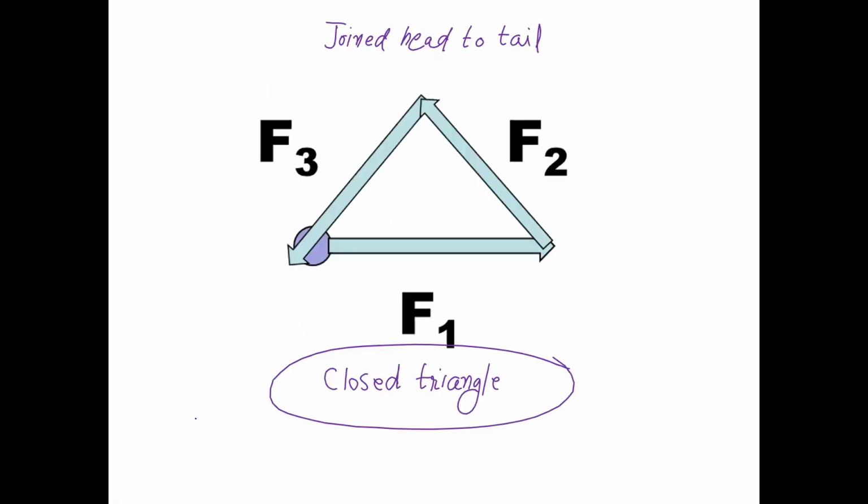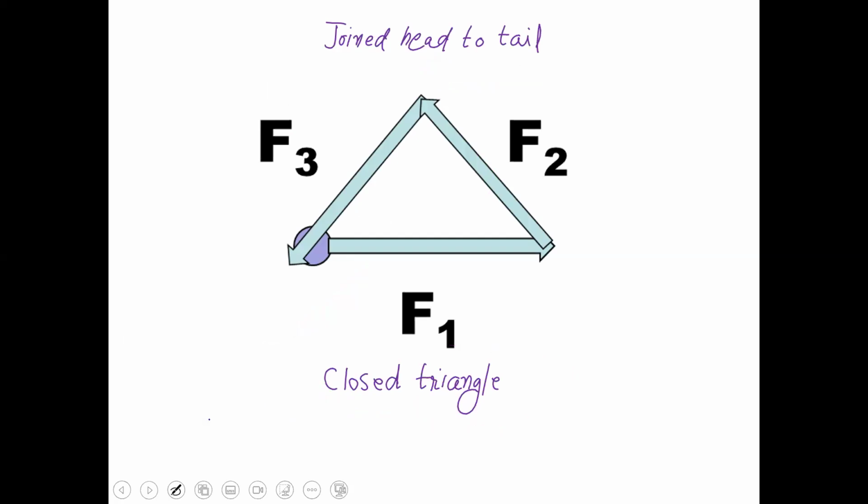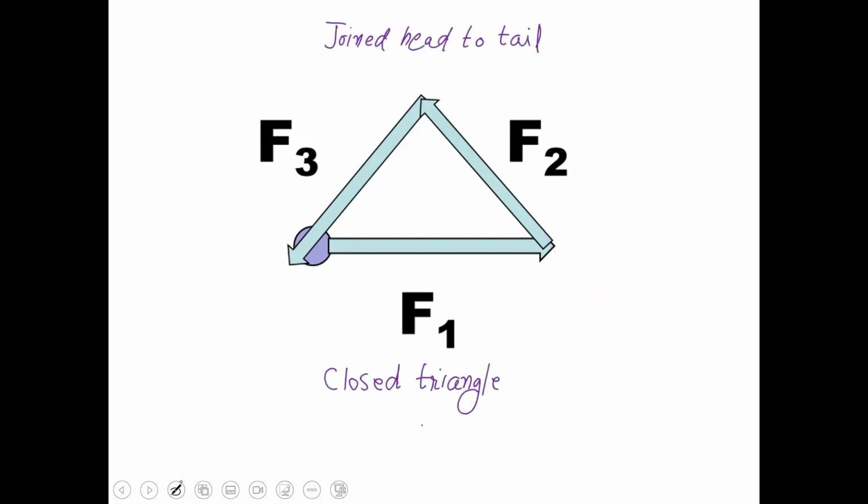If you join them and you form a closed triangle, look at this closed triangle, it means the system is in equilibrium. Look at this. So what is the rule, Umar? If you join the vectors F1, F2, F3, head to tail, and you form a closed triangle, it means the system is in equilibrium. So now can you copy this?